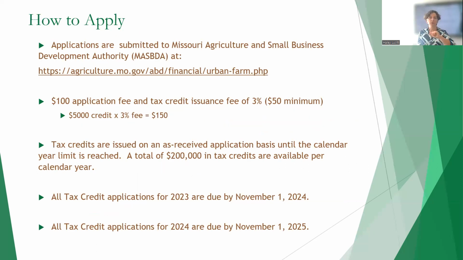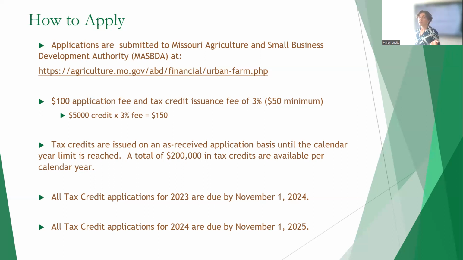How to apply? You can go to this website here on agriculture.mo.gov. There is an online application. There is a $100 application fee that you pay to MASBA, which I keep saying MASBA. That's the Missouri Agriculture and Small Business Development Authority. One of those long government acronyms. You also will be paying 3% of whatever your tax credit amount is. They're going to keep 3% for themselves as an issuance fee. And MASBA does, in fairness, use this money to fund other programs that they do. So it isn't just them keeping part of your money.